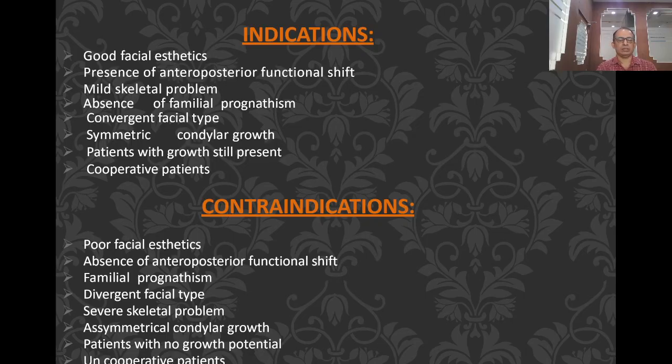Contraindications: poor facial aesthetics, absence of anterior posterior functional shift, familial prognathism, divergent facial type, severe skeletal problems, asymmetric condylar growth, patients with no growth potential, and uncooperative patients.